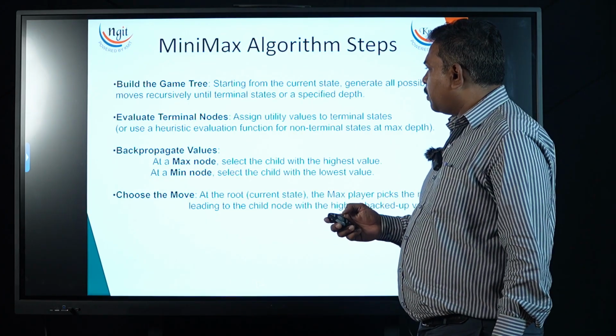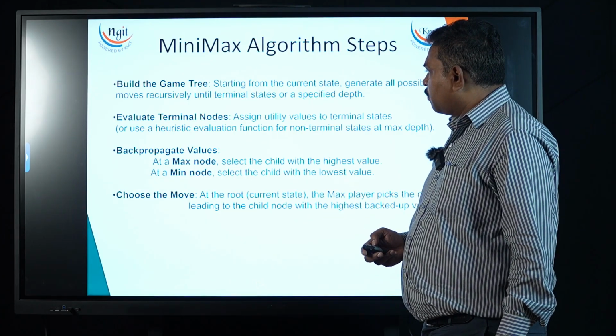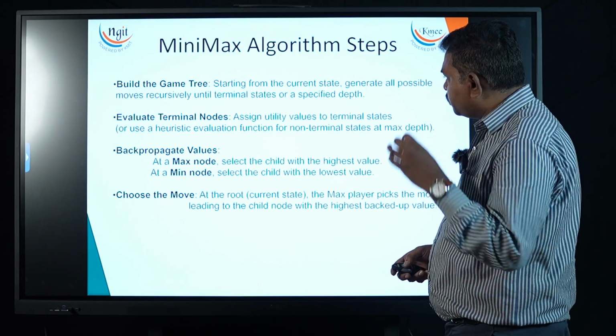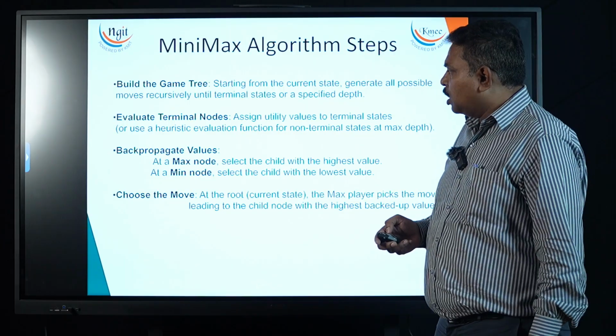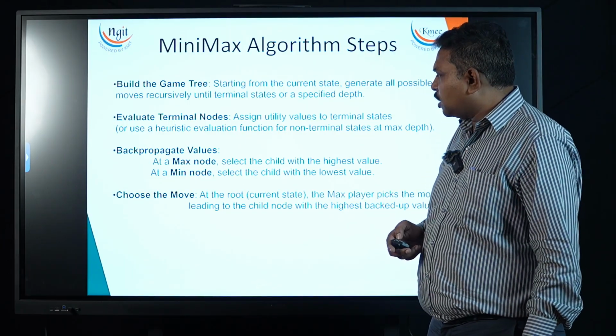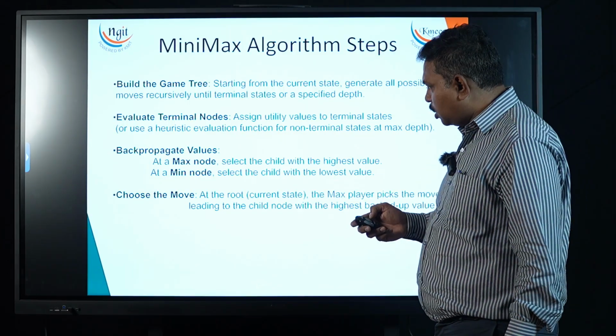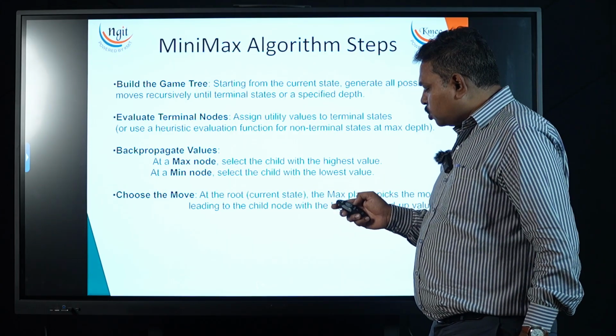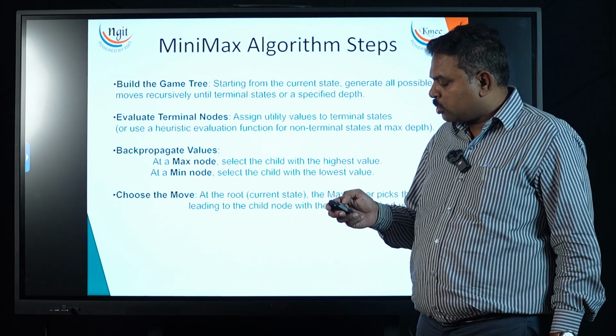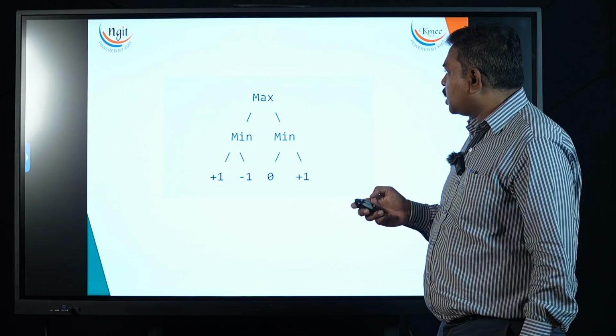How does the minimax algorithm work? First we build the game tree and we evaluate the terminal nodes. As I told you, terminal leaves contain the final output of the game, whether win, lose or draw. And we choose the moves so that a player wants to maximize his winning chances.